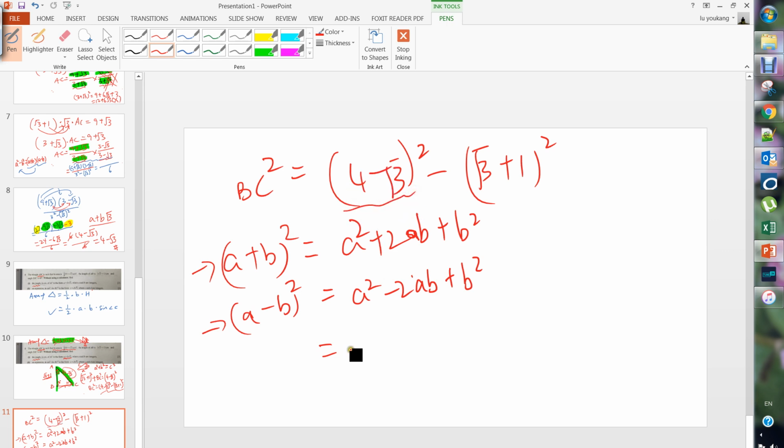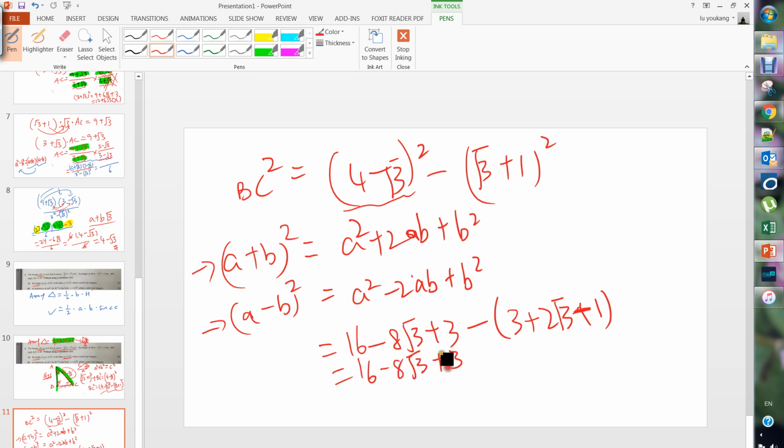I will get 4 square, which is 16, and then minus 2 times 4 times square root 3, which is 8 square root 3, and then plus square root 3 square, which is 3. And then this part is square root 3 square is 3, plus 2 times 1 times square root 3, then plus 1. Okay, and now I need to open the bracket. So how do you open the bracket? Minus 3 minus plus is minus, minus plus is minus.